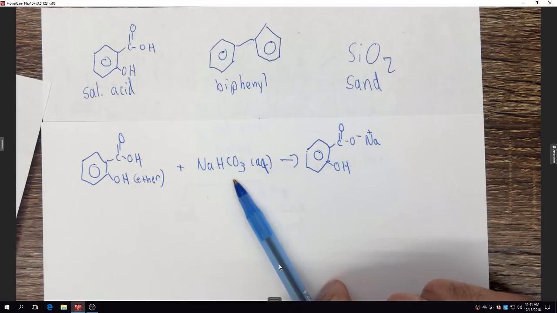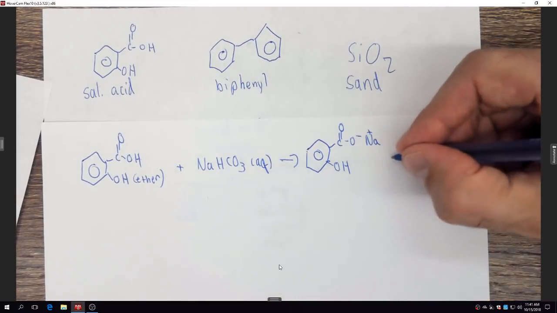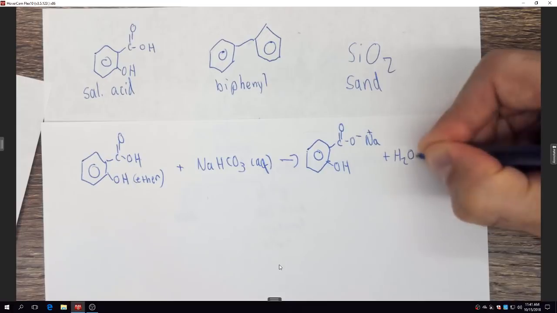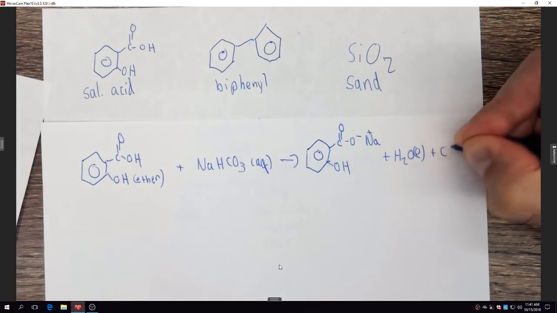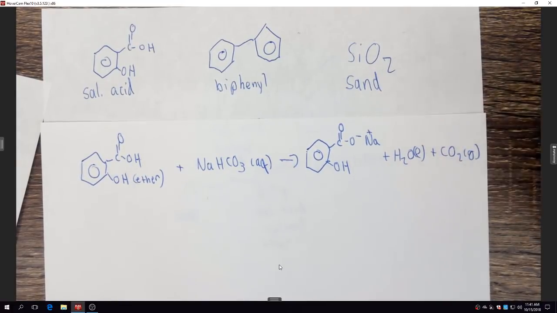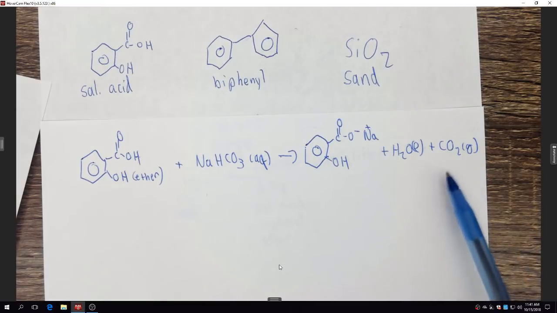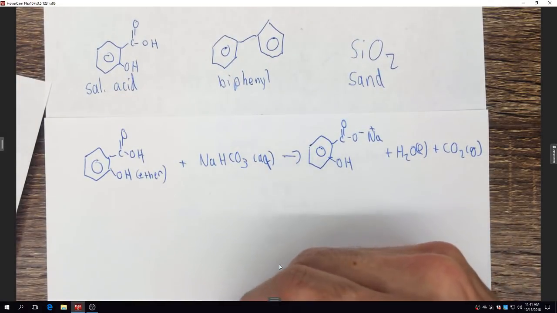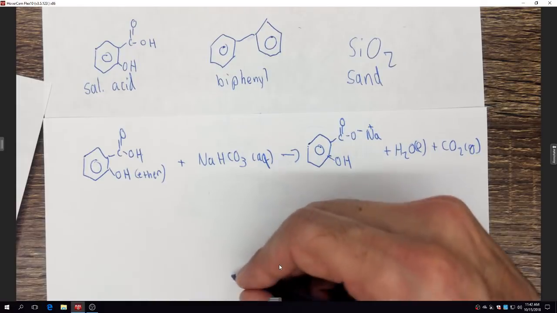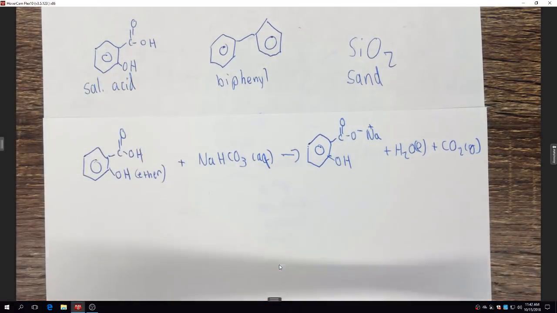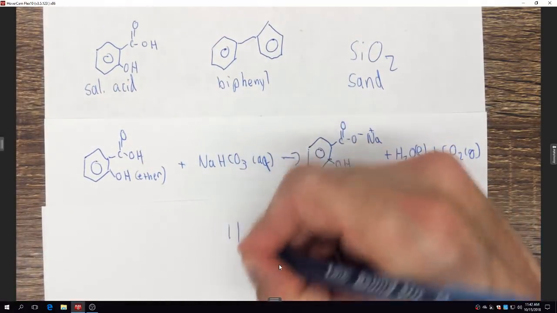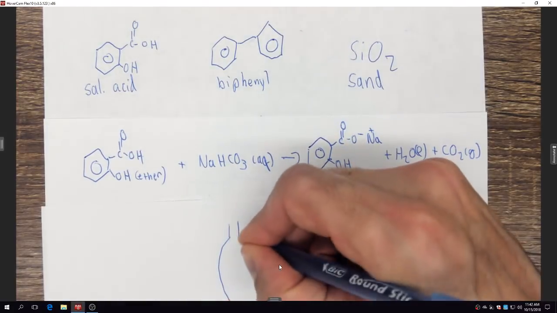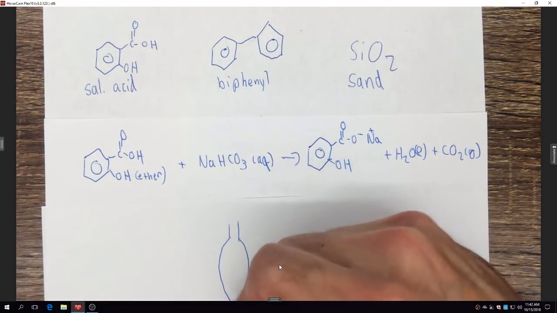H2CO3. It breaks up into water and CO2. Why is this a safety concern? All right, remember, you're doing this. I'm going to have to move the paper. You're doing this in one of these. My art skills aren't so good.